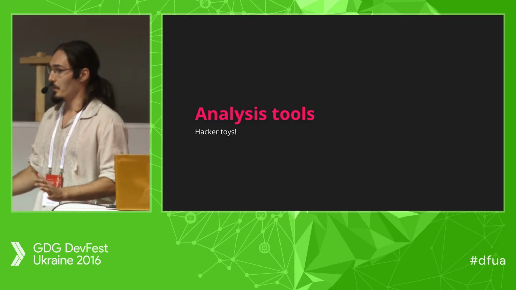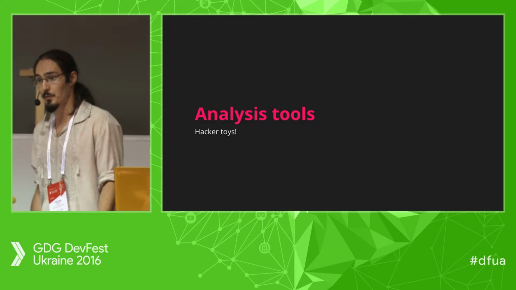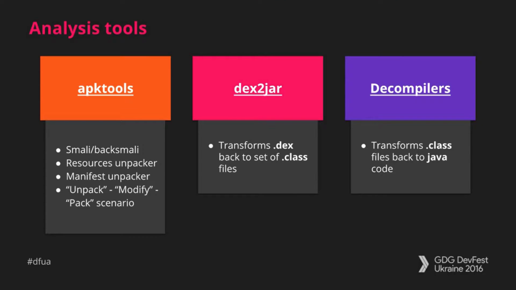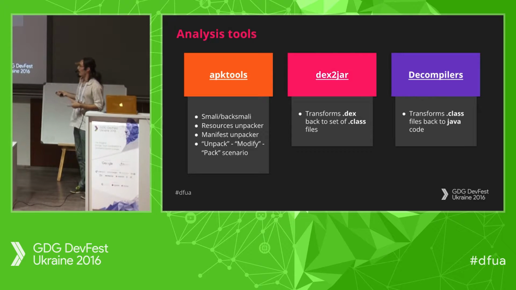We are near our demo, but what tools can we use? First of all, we can use APK tool. APK tool is a set of different tools: an assembler and disassembler, resources and manifest handling, and a packer, and you can perform the next scenario. You can unpack some application, modify it, and pack it again. It's really powerful stuff.